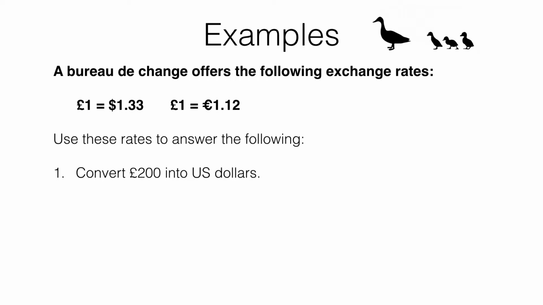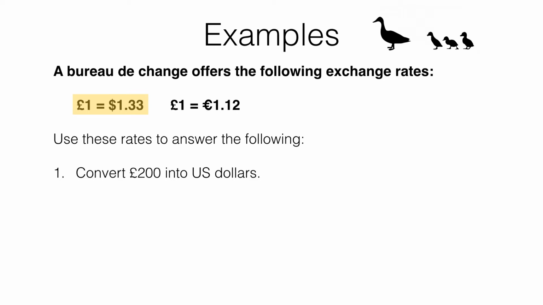We've been given two conversions up here. We've got one that tells us what a pound is worth in dollars and another one that tells us what £1 is worth in euros. For this question, we need the conversion between pounds and dollars. We're going to answer this question using proportional reasoning.